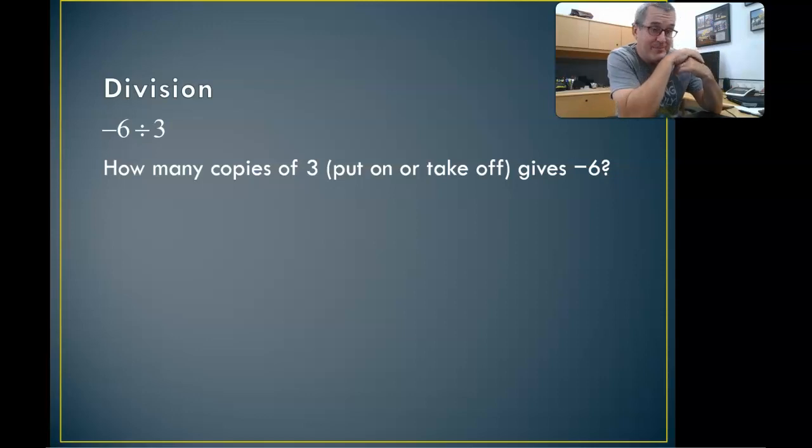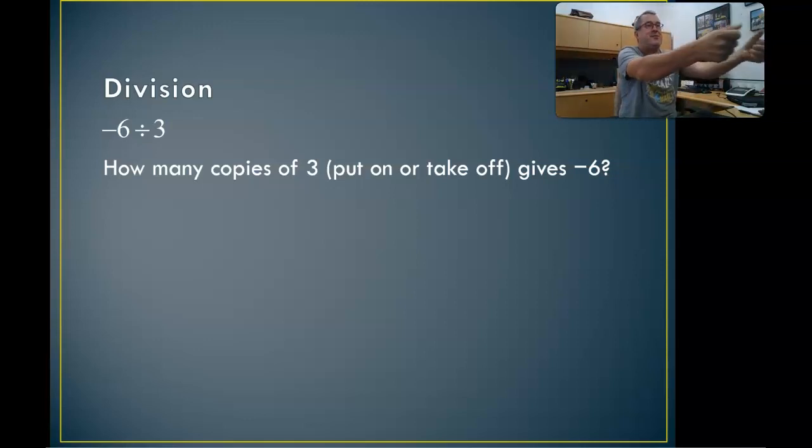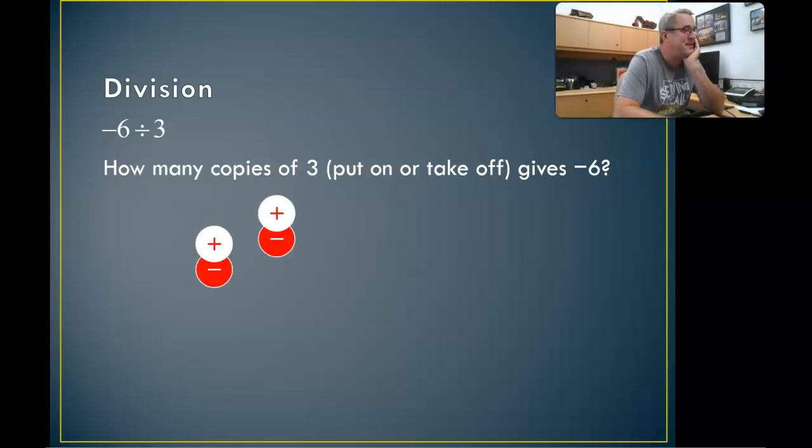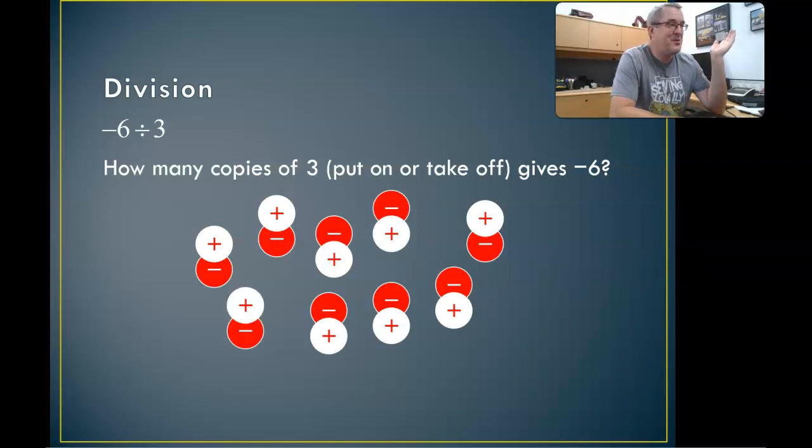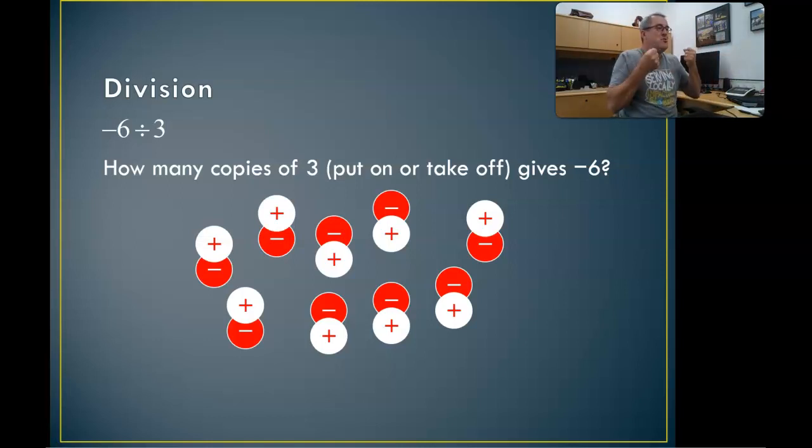Or let's do it this way with the sea of zeros. Instead of creating positive, maybe we need to remove negative. It would look like this. What do you see? The sea of zeros. I start with nothing. And now, instead of thinking creating, I'm going to have to remove copies of 3. I'm going to have to remove negative copies of 3 in order to get negative 6.